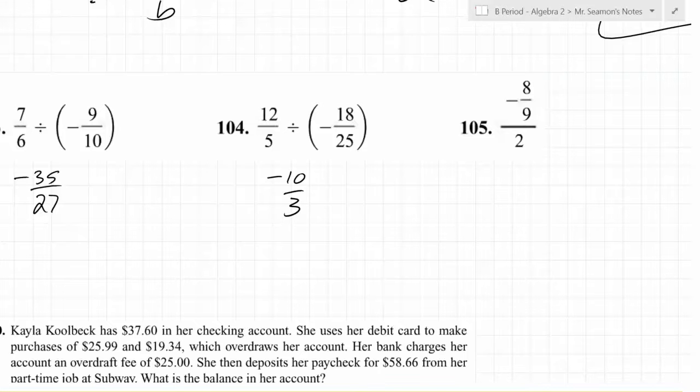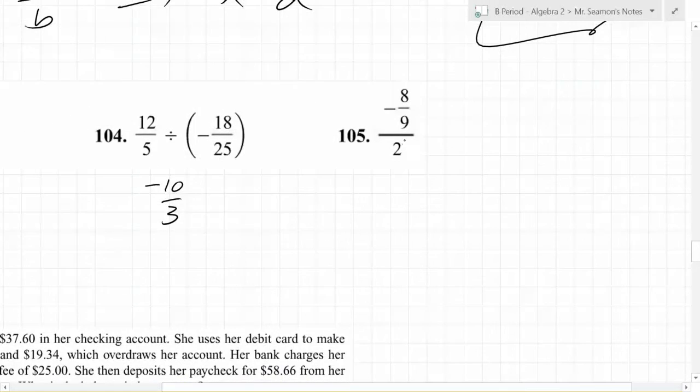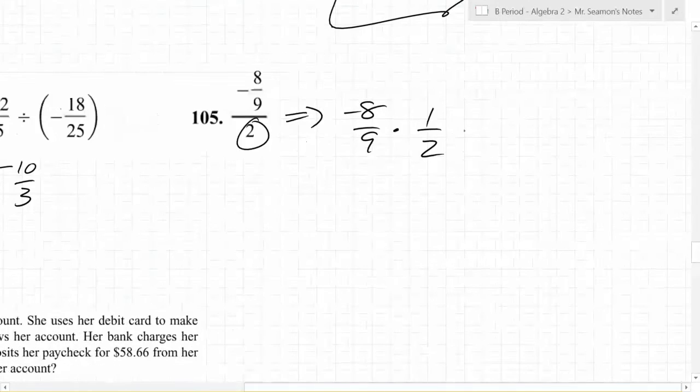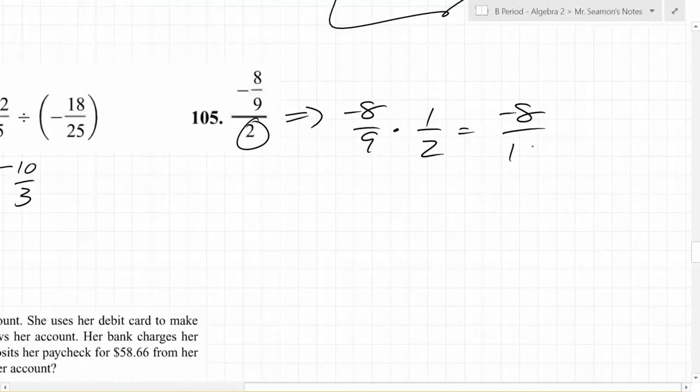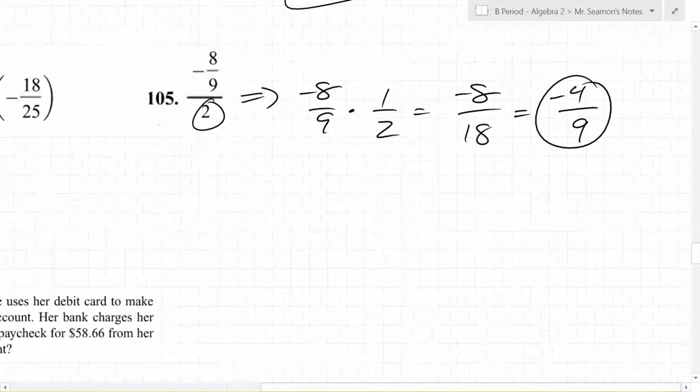Someone in the back. What do you got? Okay, when you divide by 2, what's that the same as? Multiplying it by a half. Correct. So you're multiplying by 1 over 2. So that's going to be negative 8 over 18. But can you simplify that? Negative 4 over 9. Are we good with that one?